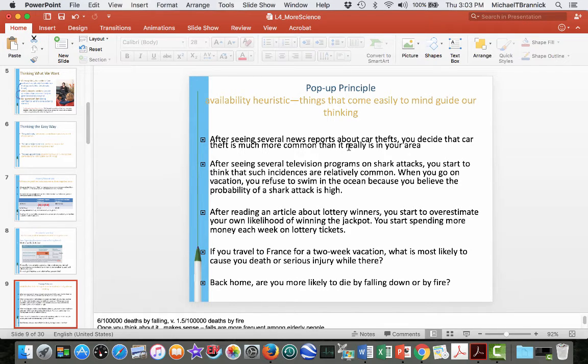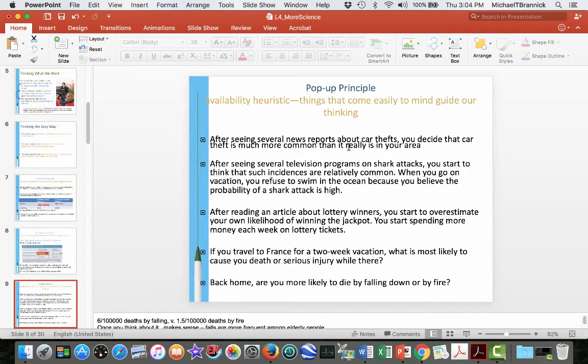In each of these cases, the idea is that whatever comes to mind easily is the likely thing, is frequently happening. So if you were to travel to France for a 2-week vacation, what do you think is the most likely to cause you death or serious injury while you're there? Not that you are going to be injured or die if you go to France. I'm not suggesting that. I'm just saying, think about this for a second. You imagine that you got on the plane, you get to France, you're in Paris, you've got 2 weeks. What's most likely going to be a problem for you? What's going to wind you up in the hospital or in the morgue?